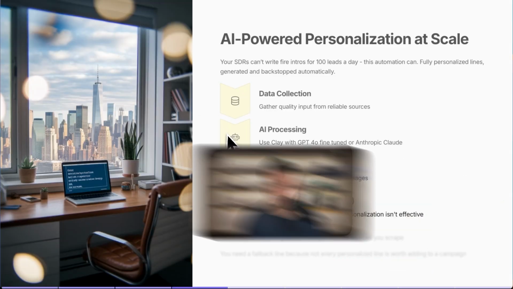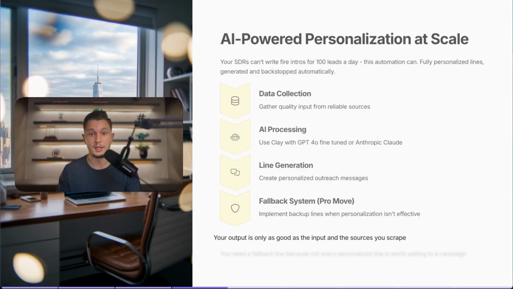And this is something I want to mention here as well. You do not want to add a bad personalized line just for the sake of adding a personalized line to your cold outbound. So keep in mind that your output is only going to be as good as the input and the source of where you're scraping. Okay. And you need to always have a fallback line.